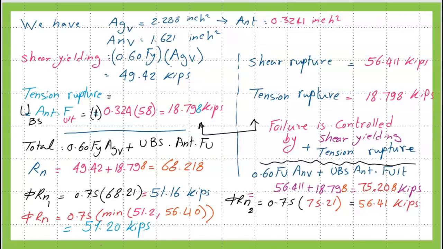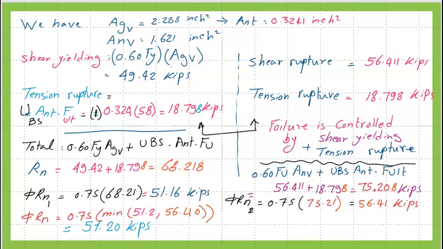We have yield stress of 36 KSI and ultimate stress of 58 KSI. The gross area for shear AGV equals 2.288 inches squared. The net area for shear ANV equals 1.621 inches squared, and the net area for tension is equal to 0.3241 inches squared.